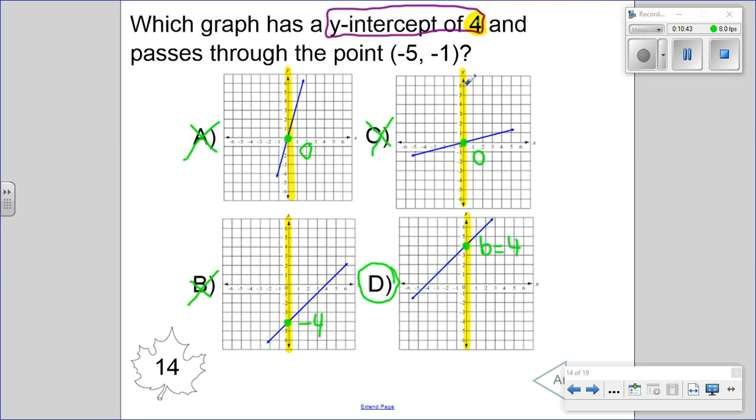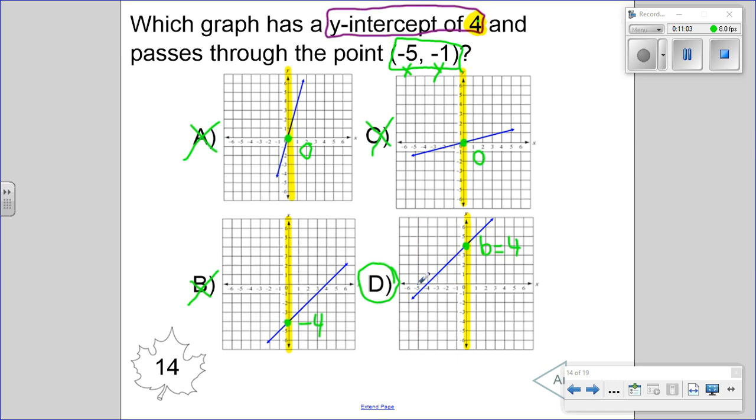So now we just want to make sure it has the ordered pair -5, -1. So remember when you're plotting ordered pairs, you always start at your origin. This is your x value, -5, and your y value, -1. When the x value is negative, you will go left. So we will go left 5. 1, 2, 3, 4, 5.